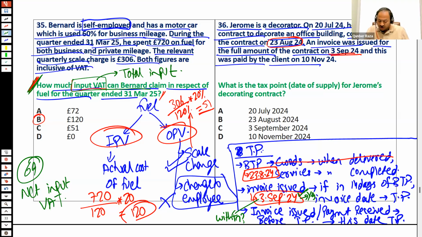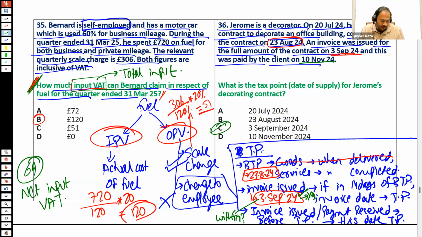Last, if invoice issued or payment received before tax point, then this date is by default the tax point. Cash received on 10th November. Since cash is received after the invoice issue, can it be the tax point? The answer is no. So what is the tax point over here? The invoice date becomes the tax point. Is it clear? Why 3rd September?